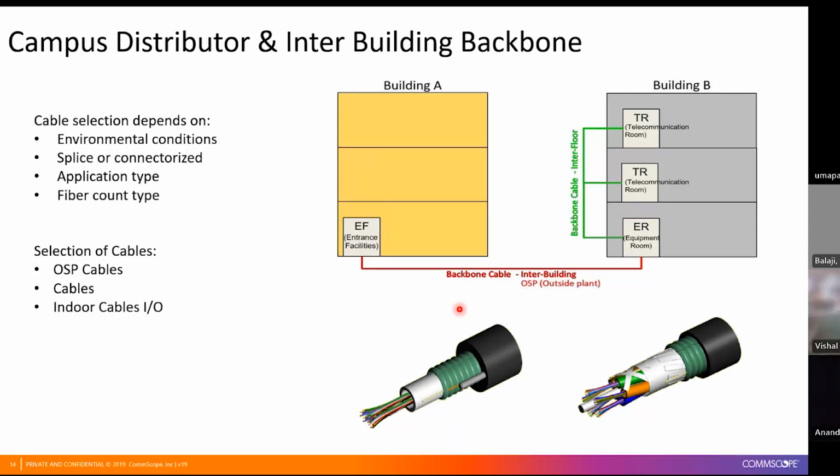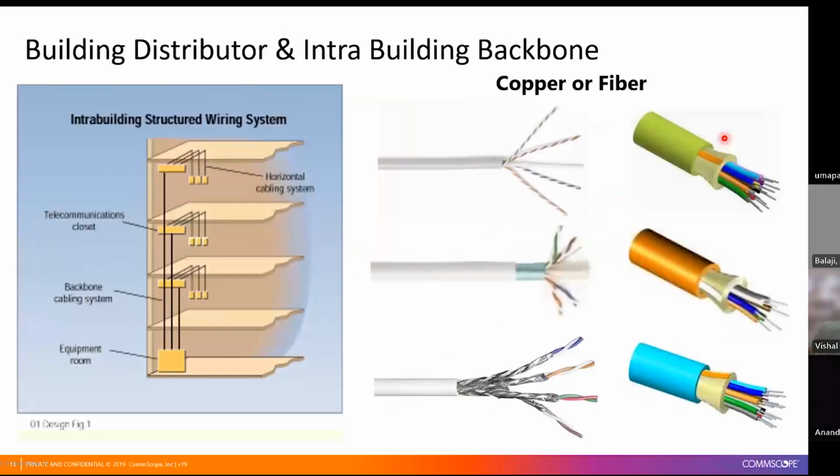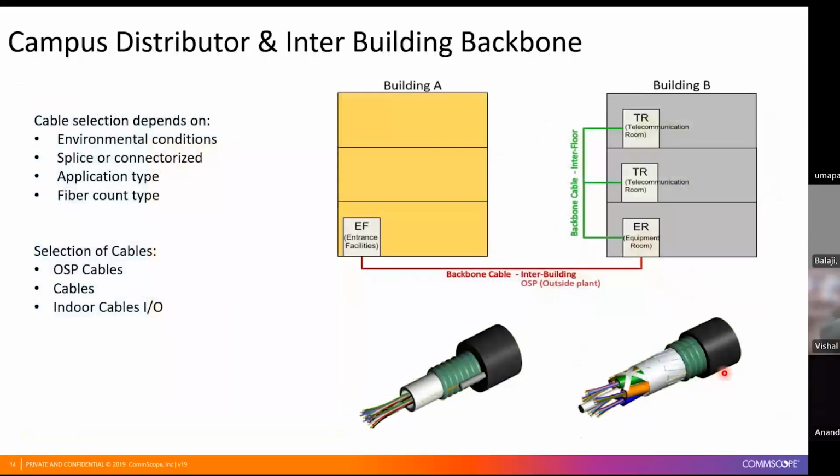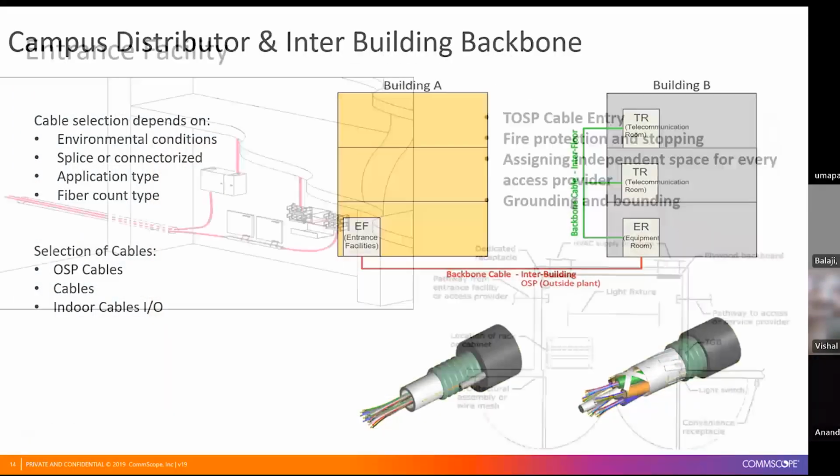Whereas in the previous slide, what you have seen is indoor rated fiber cables. So you need to understand which location you want to do the fiber cabling, whether it is riser rated, or building to building, or floor to floor. Based on the site condition or environmental condition, you need to select the proper fiber cables.